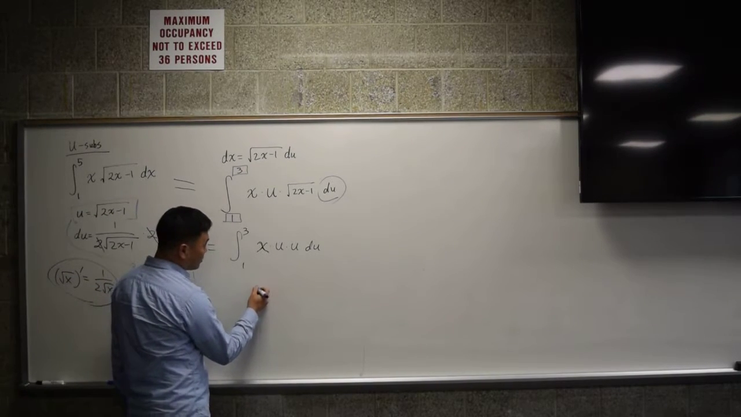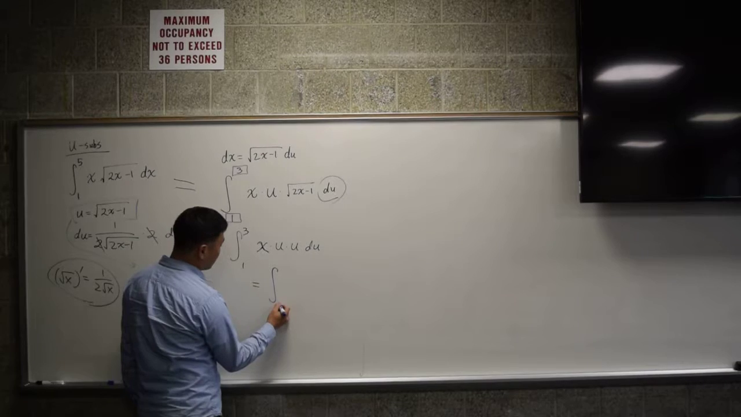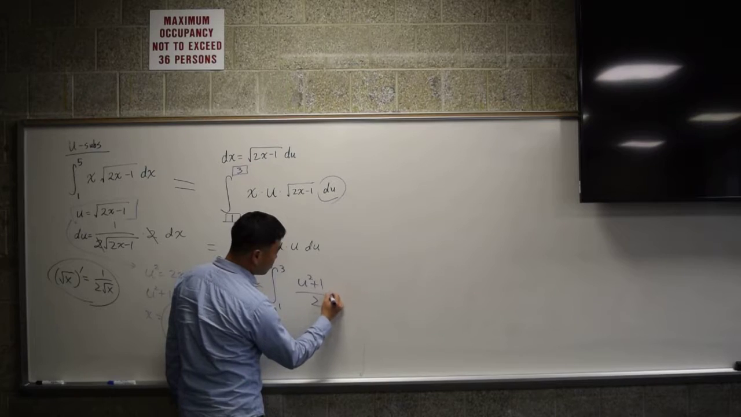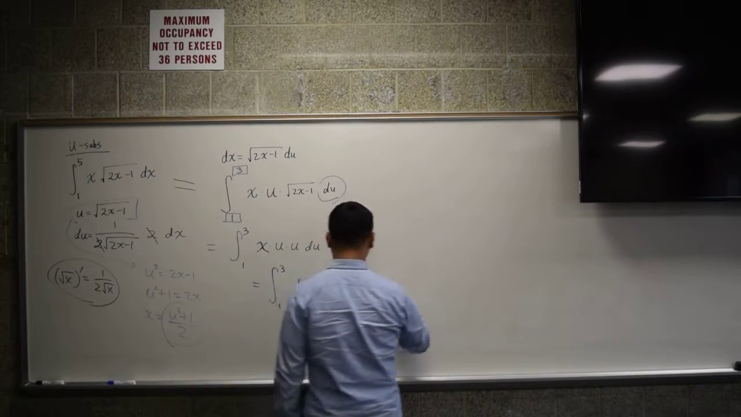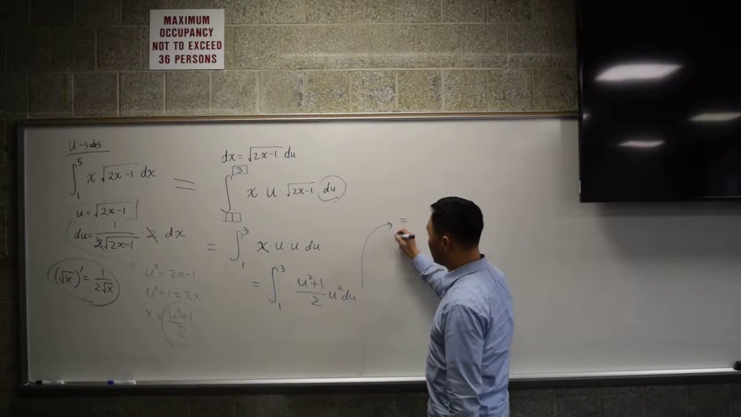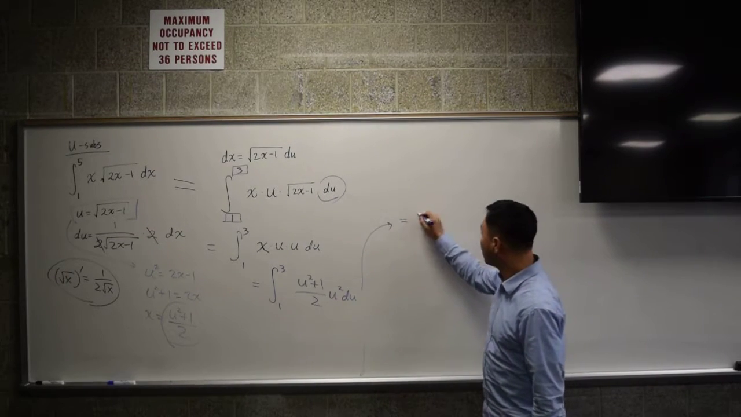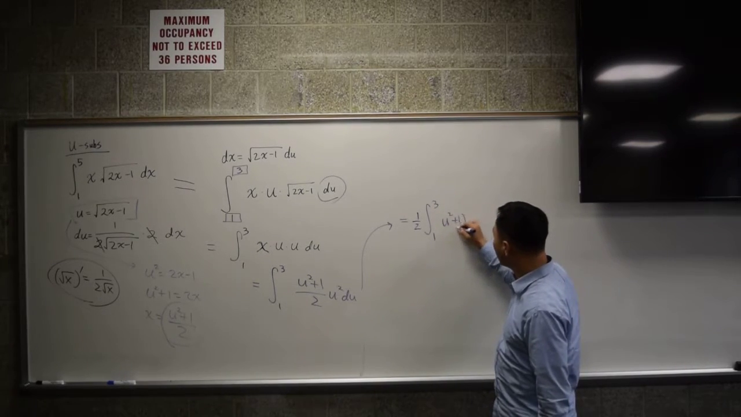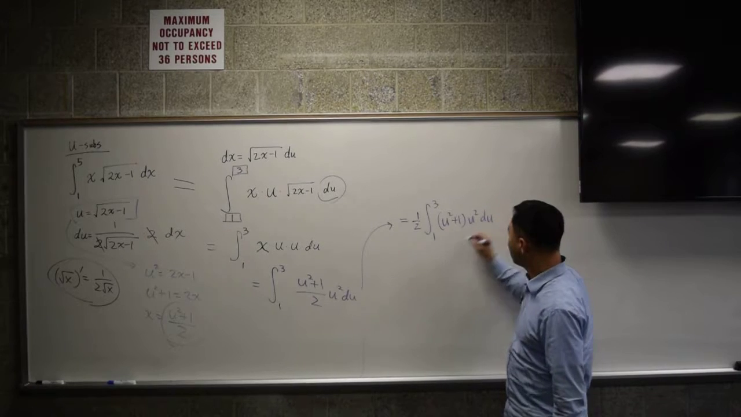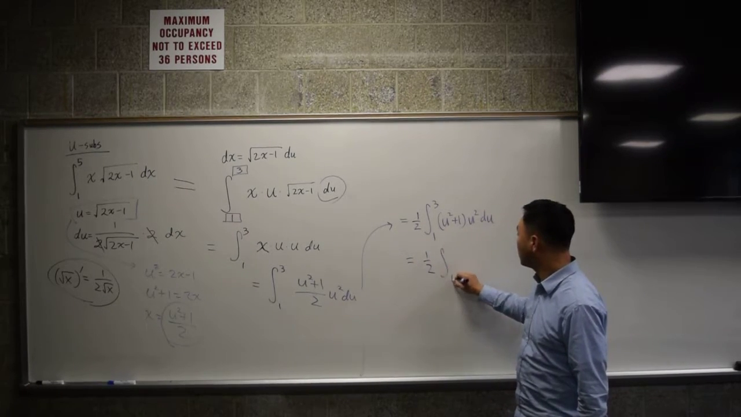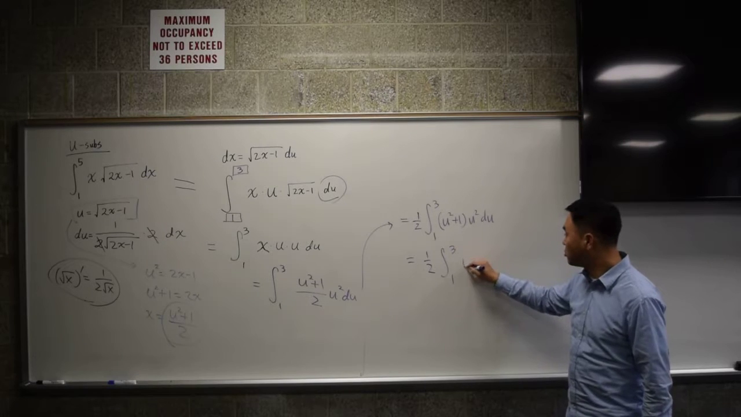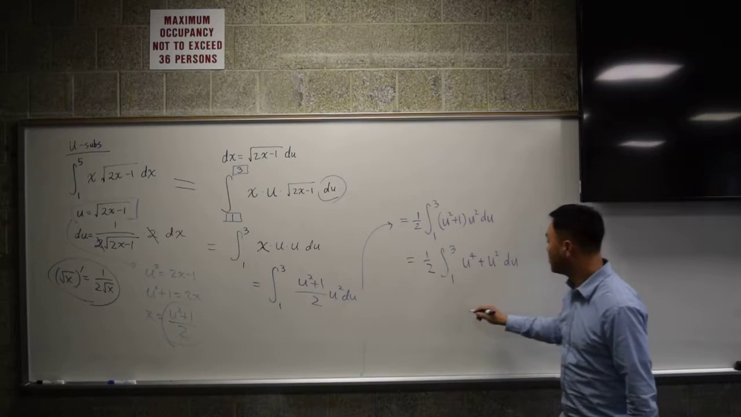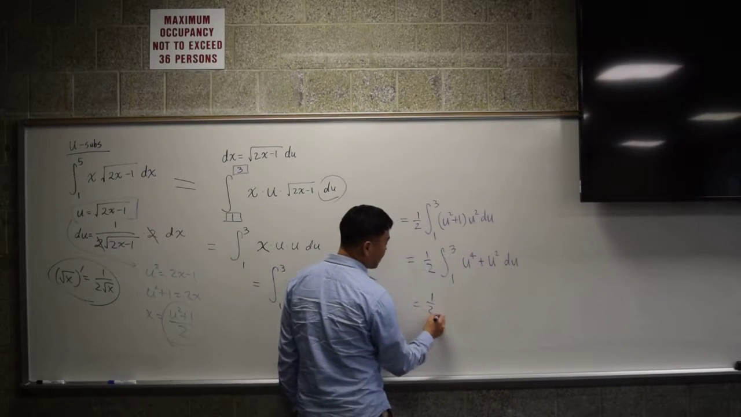Okay, let's see. So what are we getting? It's the integral from 1 to 3 of u squared plus 1 over 2, times u squared du. And then this 1/2 can be pulled out, and you're trying to integrate from 1 to 3 of u squared plus 1 times u squared du. u squared times u squared is u to the 4th. 1 times u squared is u squared du. And now you integrate each one of them.